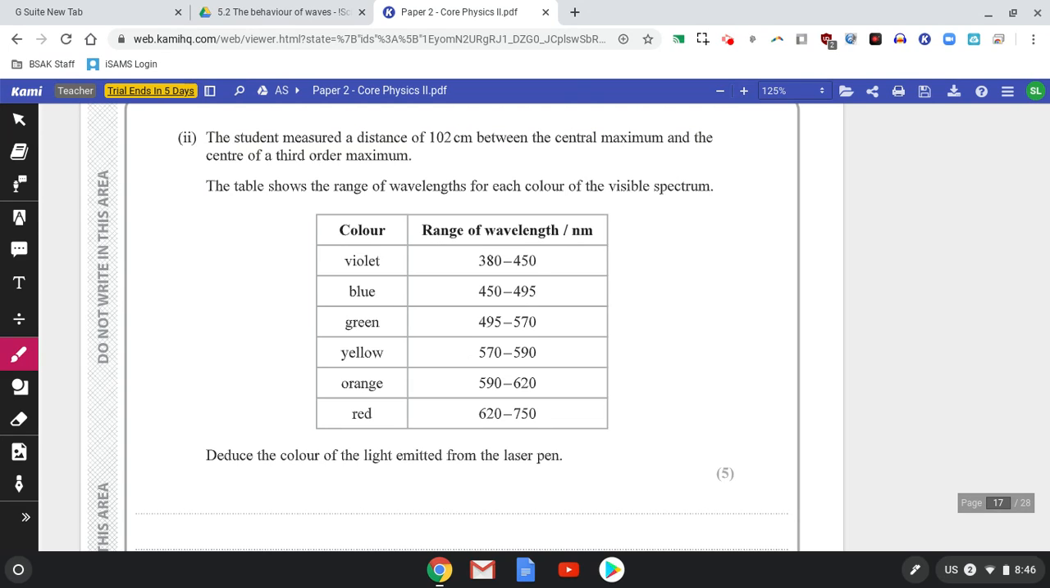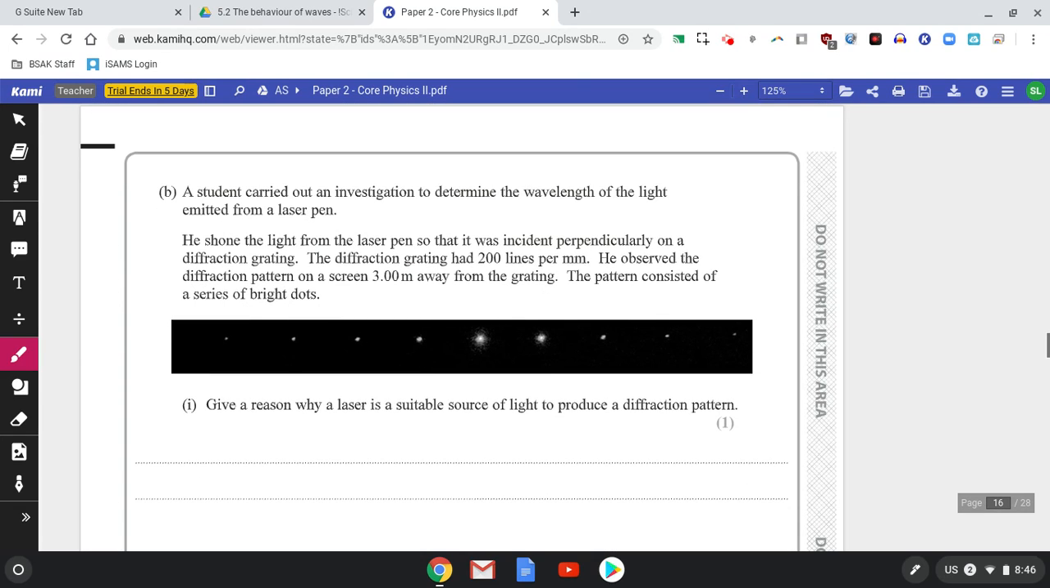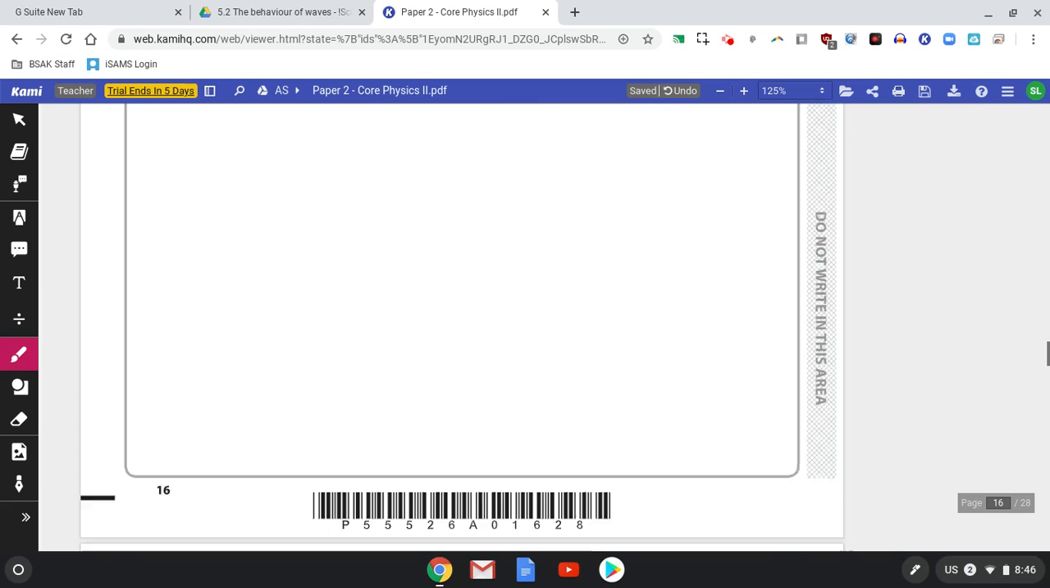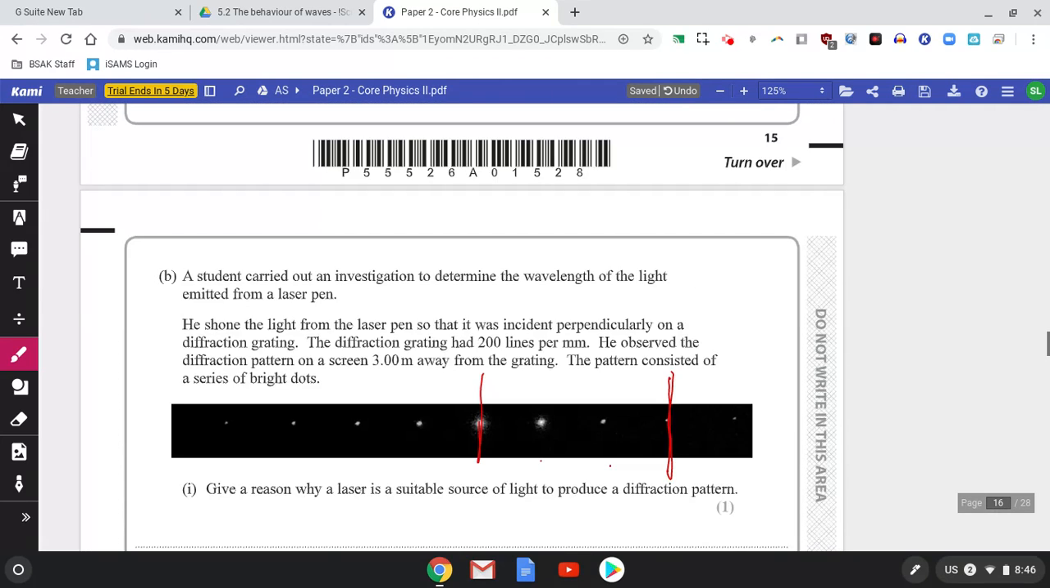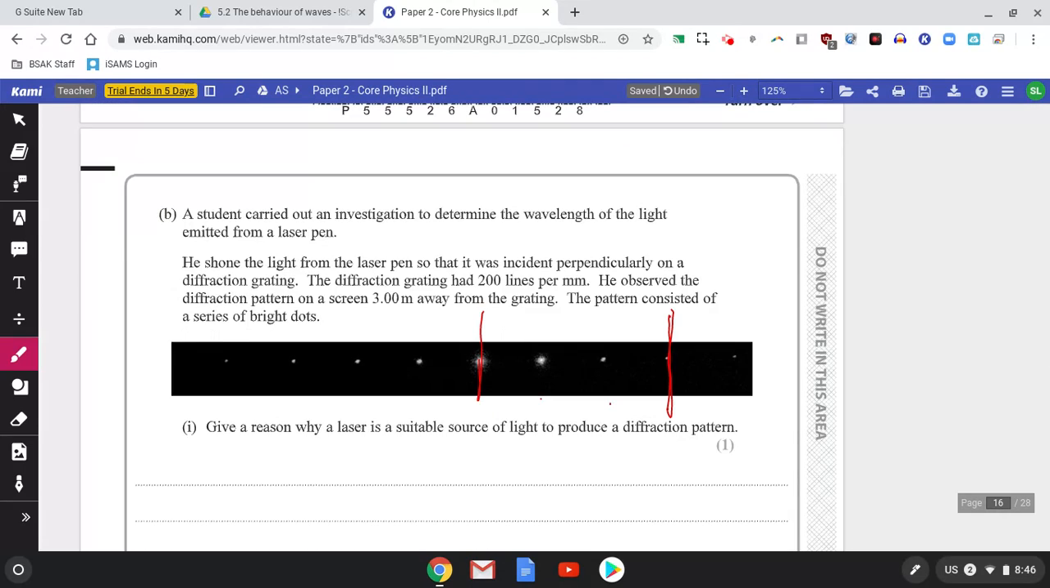That distance to be 102 centimeters. So let's have a little look at this. Where's the central maximum? It's the brightest one. So there's the central. Now, N1, N2, N3. So that is N3. It was N3, wasn't it? Yes, the third order maximum. So this distance here is 102 centimeters.